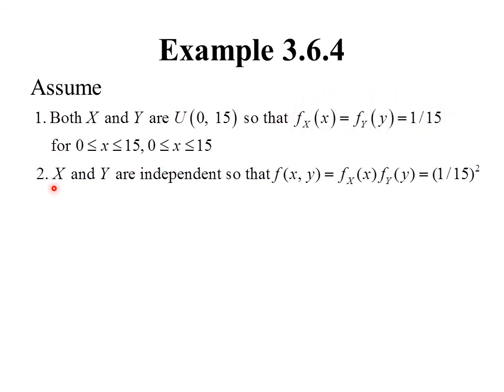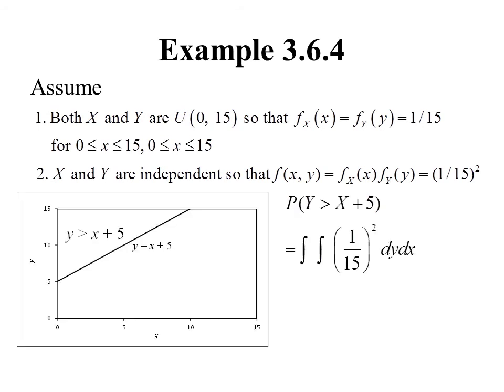Now we're going to make a second assumption that both x and y are independent. So we're going to assume that the time that the man arrives has no effect on the time that the woman arrives. So that means that their joint PDF is the product of their marginal PDFs. 1/15 times 1/15 is 1/15 squared. So there we go. We've got our joint PDF, and so now we can calculate our probability.